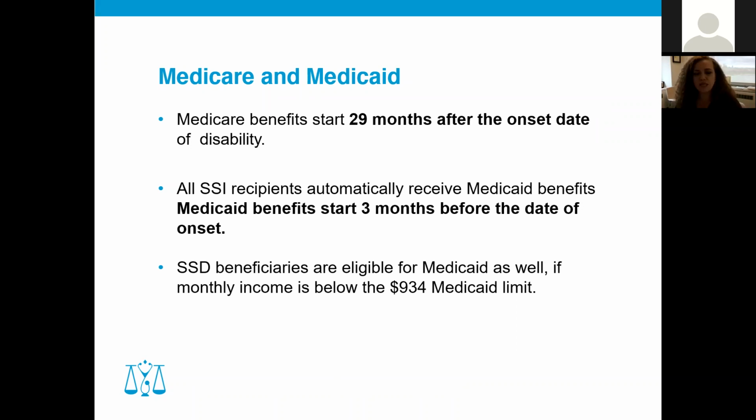And this is how. And all SSI recipients automatically receive Medicaid benefits because it is a means-tested benefit. And so usually a person is eligible for Medicaid if they're eligible for SSI. And those benefits can start 3 months before the date of onset, so they can cover bills further back. Medicaid will back pay some of those bills. And SSD beneficiaries are eligible for Medicaid as well if their monthly income is below the $934 Medicaid limit.